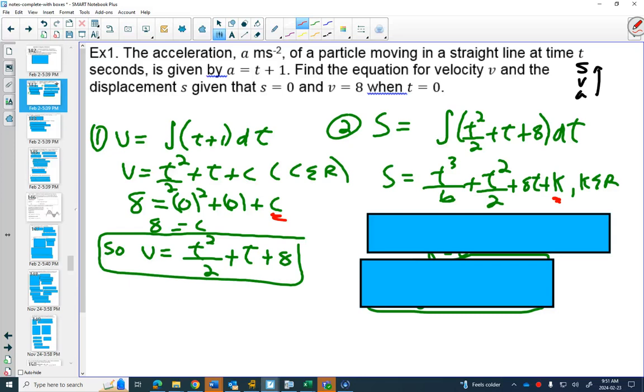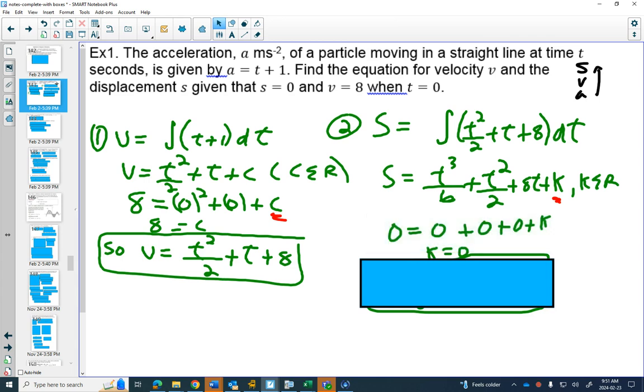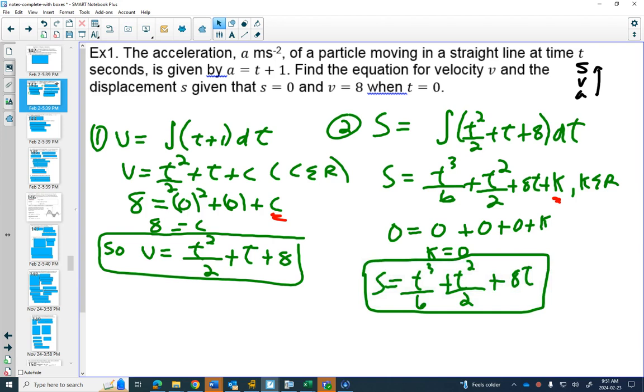But in a question where you're integrating twice, moving up twice, you've used plus C once. You can't use plus C again. You have to introduce a new variable. But here too, we know that when time is 0, S is 0. So this would solve for K, and we get our displacement equation as well.